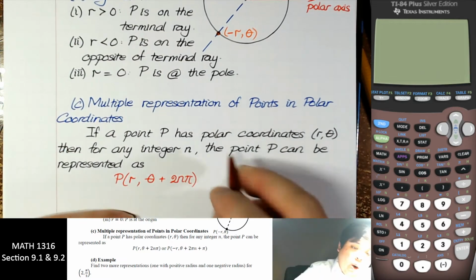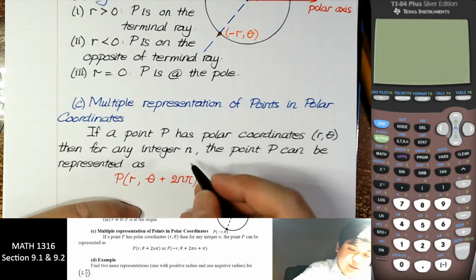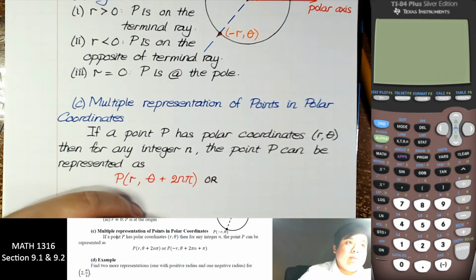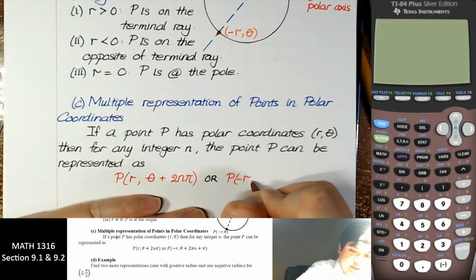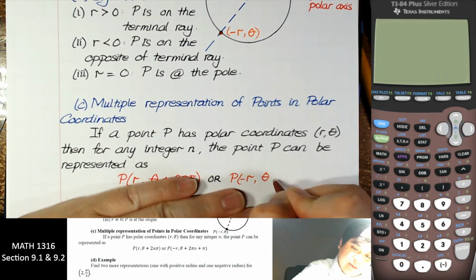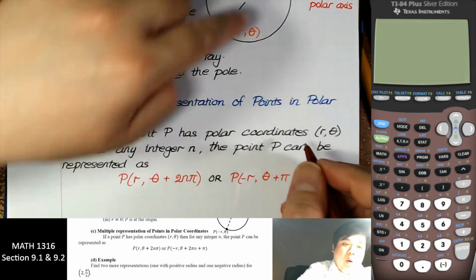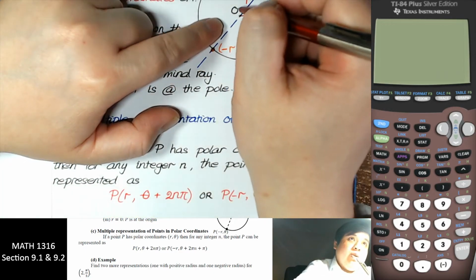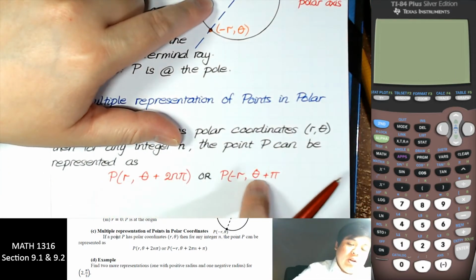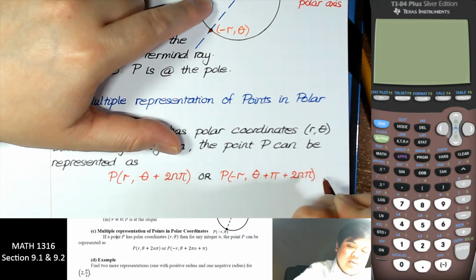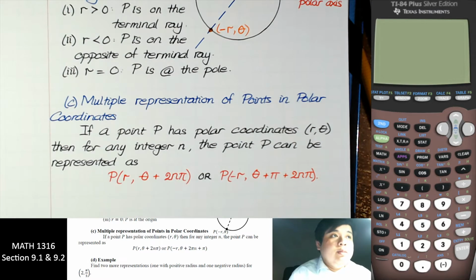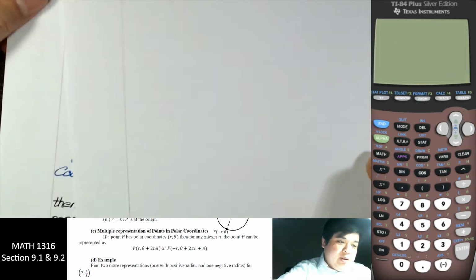Or if we use a negative radius, then we have a point across from it. So if we add 180 degrees or pi, we go in the opposite direction. So this is the opposite direction. And then we also have coterminal angles. Let's go to the sample and see how it goes.